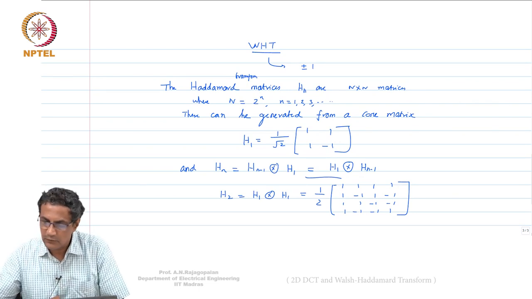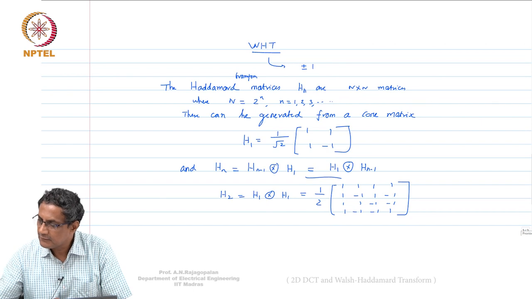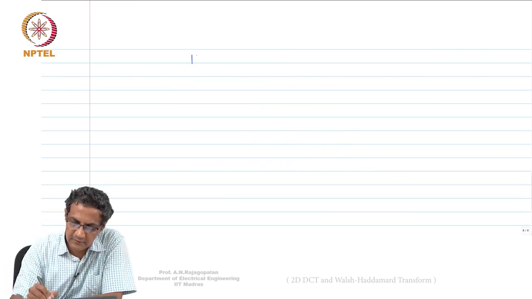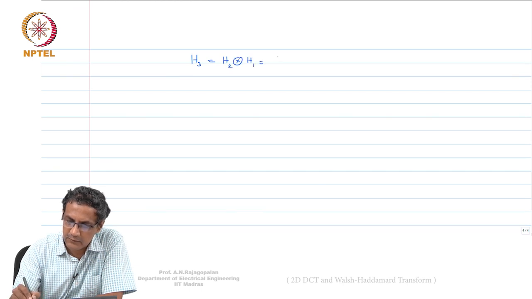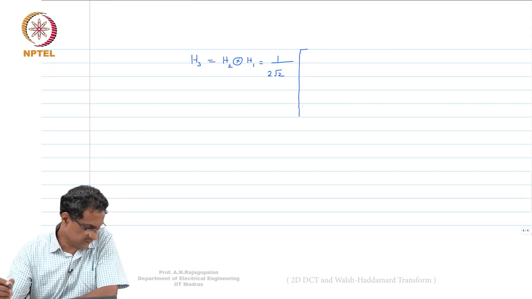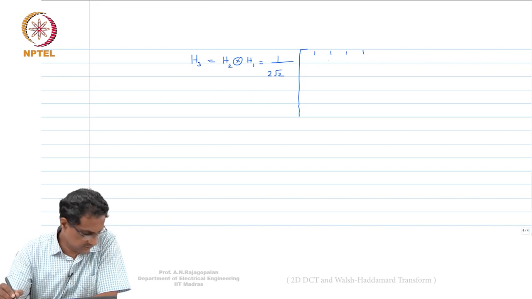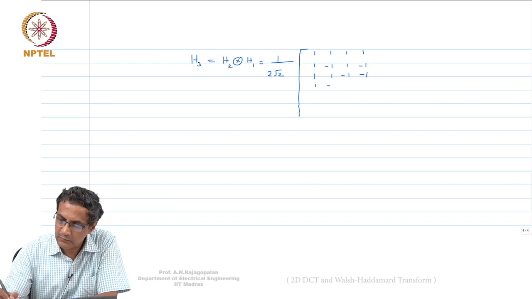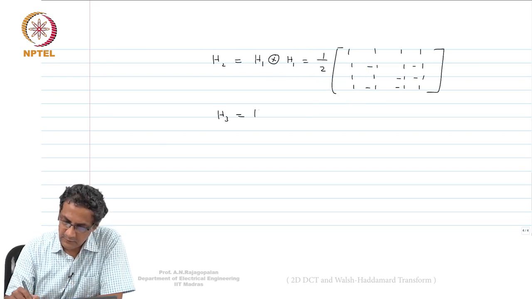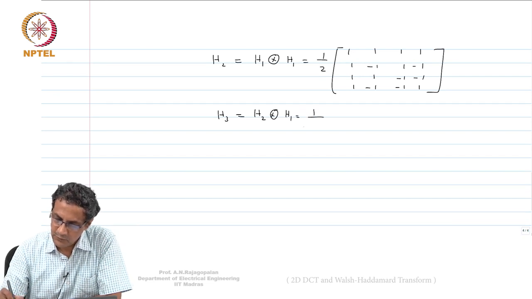And then if you want to go to, let's say, H3, you don't go beyond that. H3 is H2 Kronecker H1, which is nothing but 1 by 2 root 2 times the resulting 8 by 8 matrix of plus and minus 1 entries.